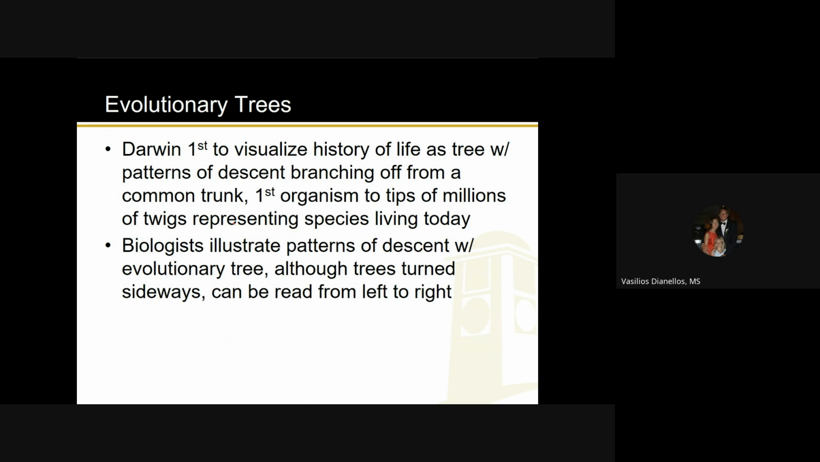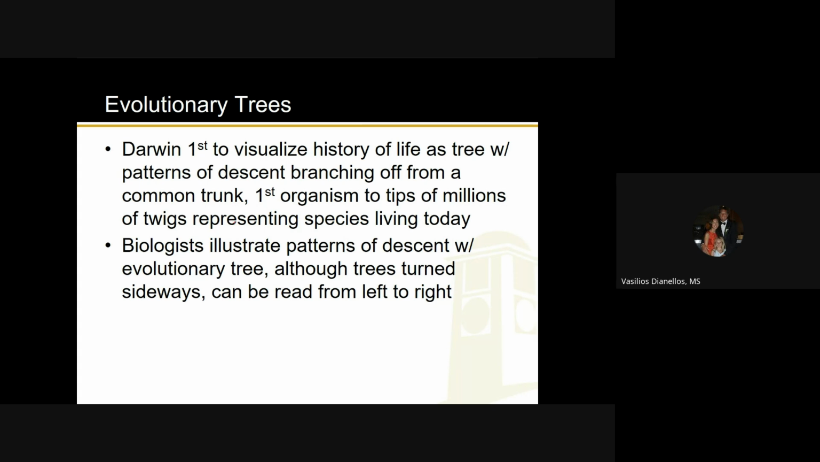Darwin was the first person to visualize the history of life as a tree with patterns of descent branching off from a common trunk, with the first organism at the trunk and the tips of millions of twigs representing species living today. Think about your family tree, going back to this whole idea of 23andMe. That's basically what Darwin did, but instead of just humans and how they are related to each other, he was looking at all the species and how they were related.